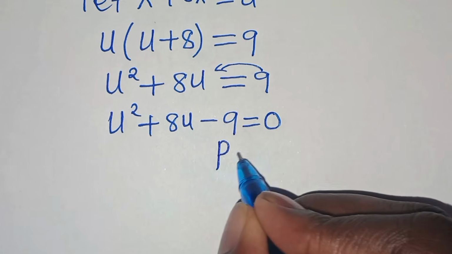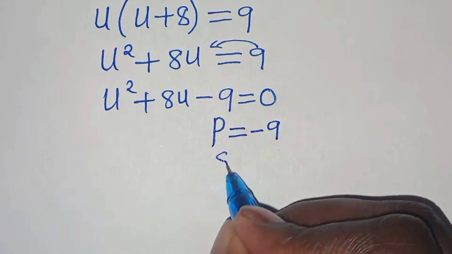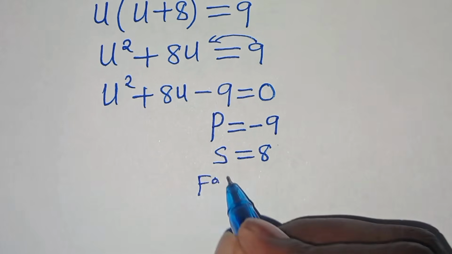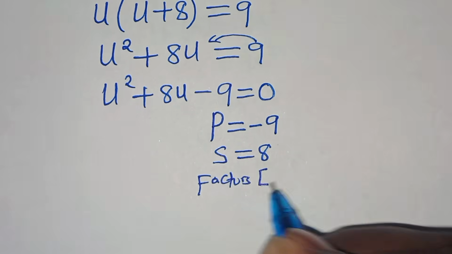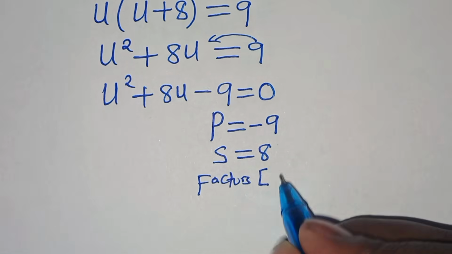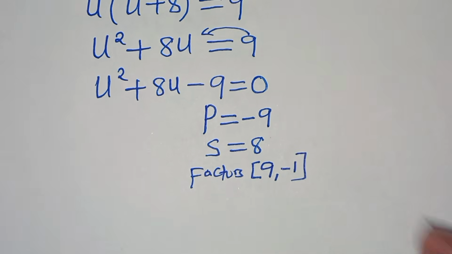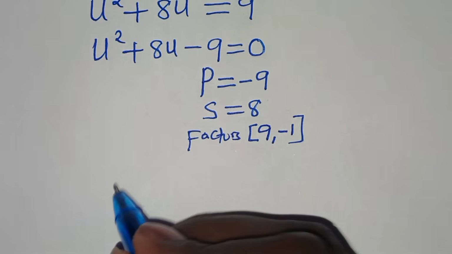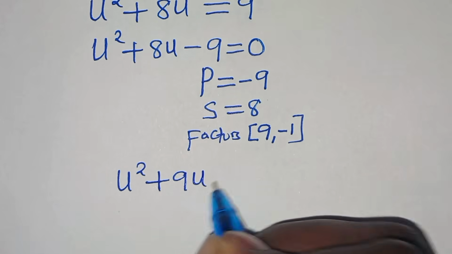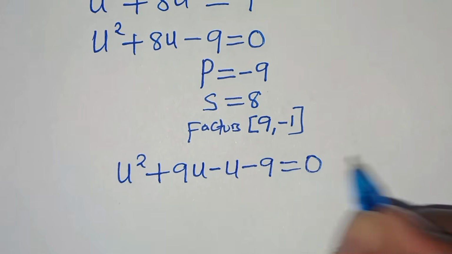Remember, from this quadratic equation, we have the product is equal to minus 9. The sum here is equal to 8. So we identify two factors here. If we multiply these two factors, we have a value of minus 9. If we sum these two factors, we have a value of 8. So we have 9 and minus 1. So this implies we have u to the power of 2 plus 9u, subtract u, then subtract 9. This is equal to 0.